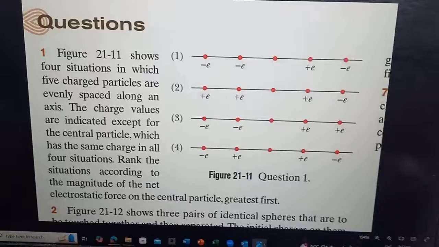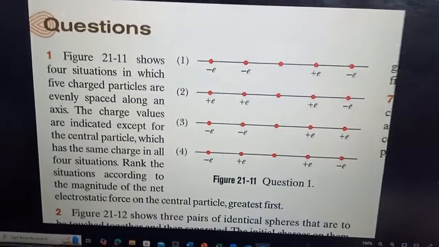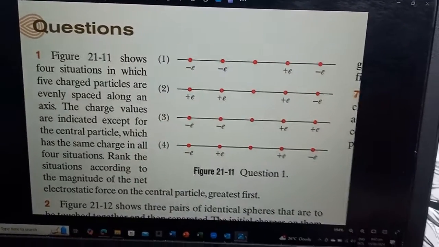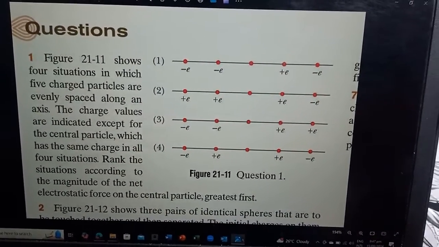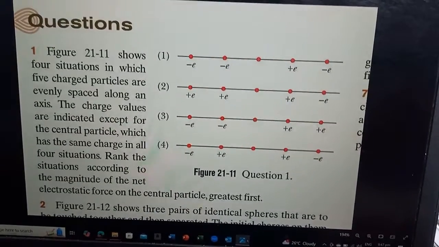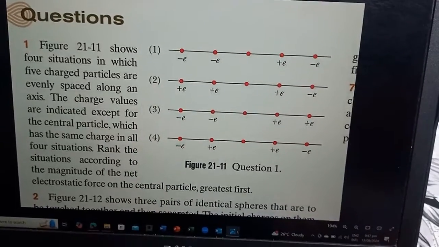In this video we are going to solve problem 1 from chapter 21 of Physics by Halliday, Resnick and Krane. This is volume number 2. Actually, this image was shared by one of the students. It's a requested video, and she wanted guidance related to these problems as she was confused about it.